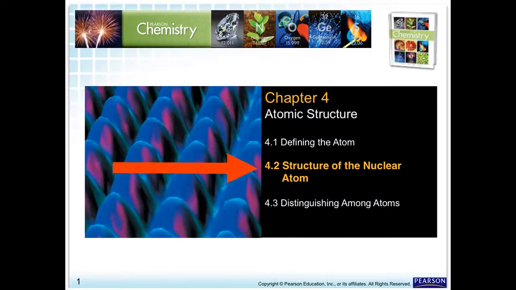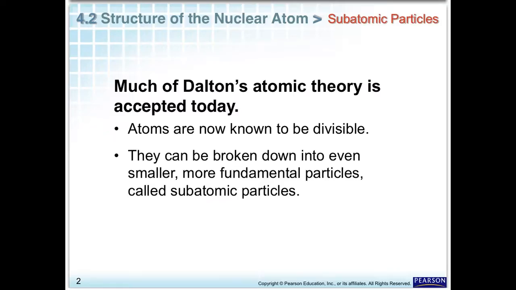Alrighty, section 4.2. In the last section we talked about Dalton's atomic theory, and much of Dalton's atomic theory is still accepted today. So a couple of things we want to talk about. Atoms are now known to be divisible. They can be broken down into smaller particles called subatomic particles, which we'll talk about today.